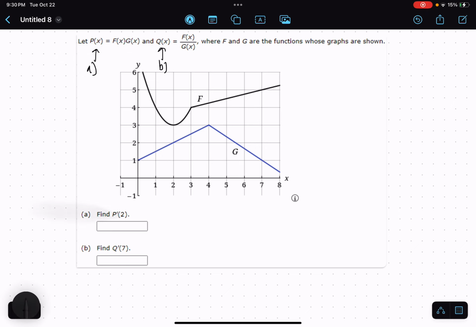So when we're finding p of 2, it corresponds to x, and it corresponds to this formula, which is just f times g of x. So basically, we're going to find where f equals 2 and where g equals 2, and we're going to find its corresponding y. So g is 2 and f is 3, which means that it would be equal to 3 times 2.